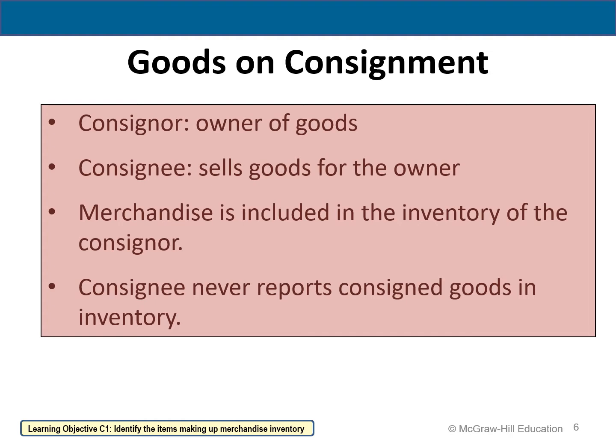Goods on consignment. A consignor is the owner of the goods. The consignee is the person that's selling the goods for the owner. So merchandise is included in the inventory of the consignor, the owner of the goods. The consignee never reports consigned goods in their inventory.